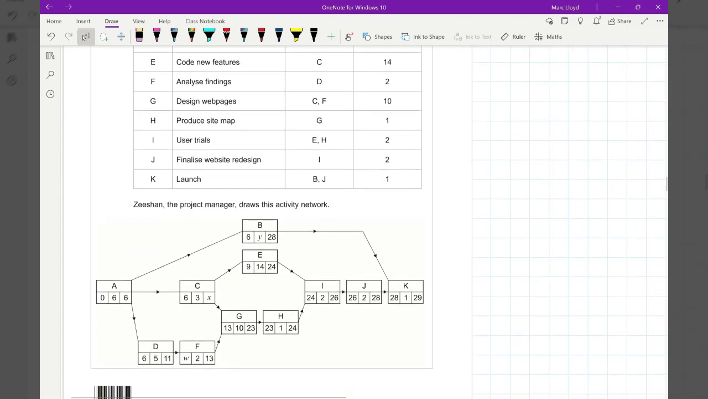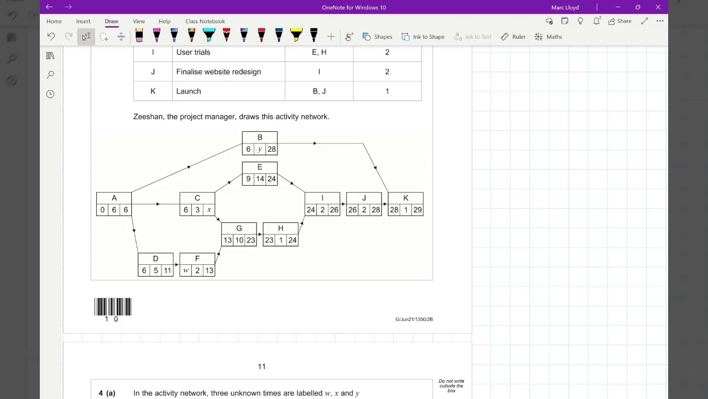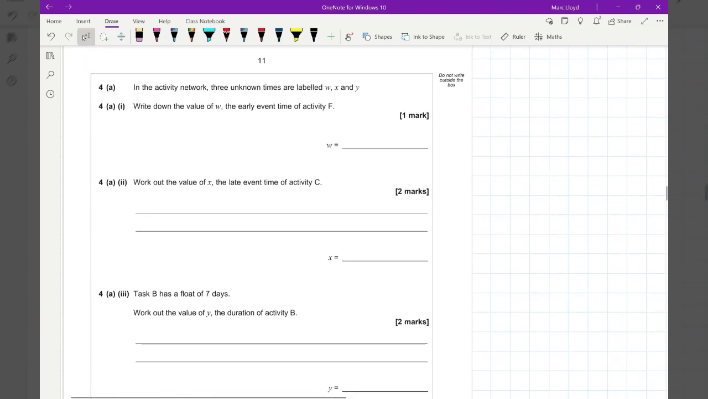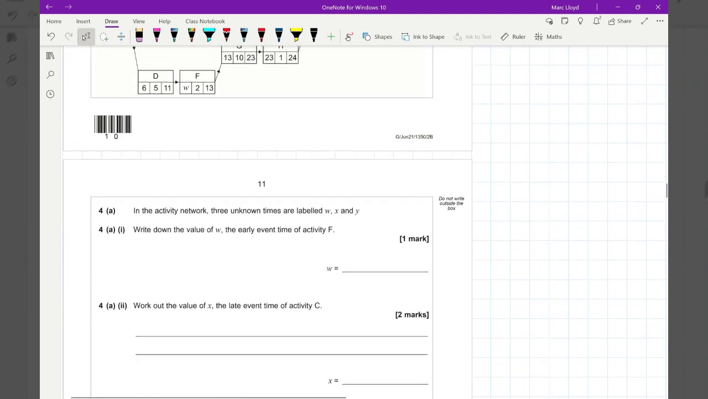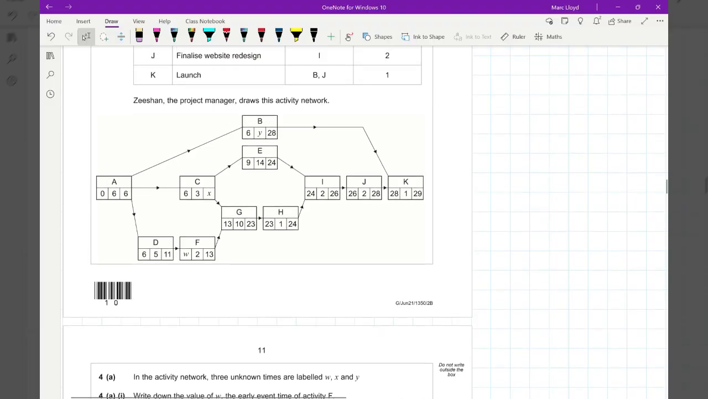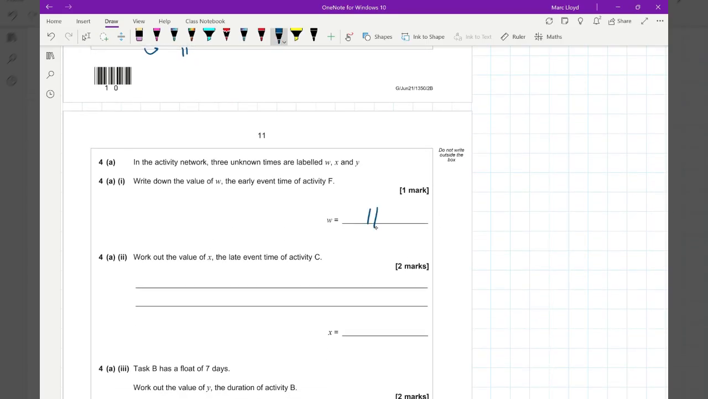So Zishan, the project manager, draws this activity network. We've got an X there. In the activity network, 3 unknown times. There's a W as well. So we've got to find the W, the early time of activity F. Well, the earliest time that can start will be 6 plus 5. That's nice and simple. So that is 11. So our early start time is 11.